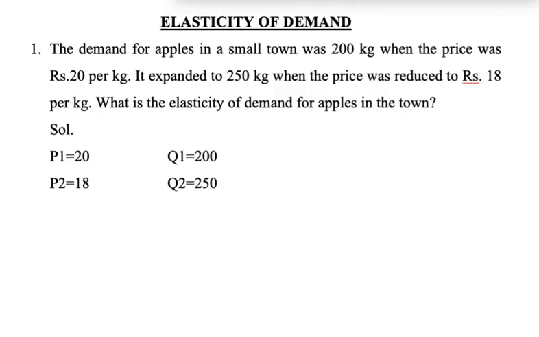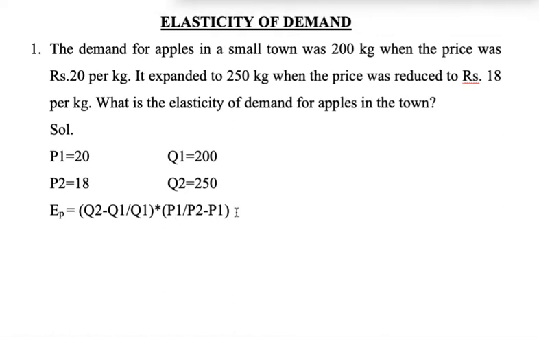Now what we have to find out? We have to find out elasticity of demand, that is EP. How do we find it out? We have a formula for this. Price elasticity of demand is equal to Q2 minus Q1 divided by Q1, into P1 divided by P2 minus P1. This is the formula, right? We'll write it down here.